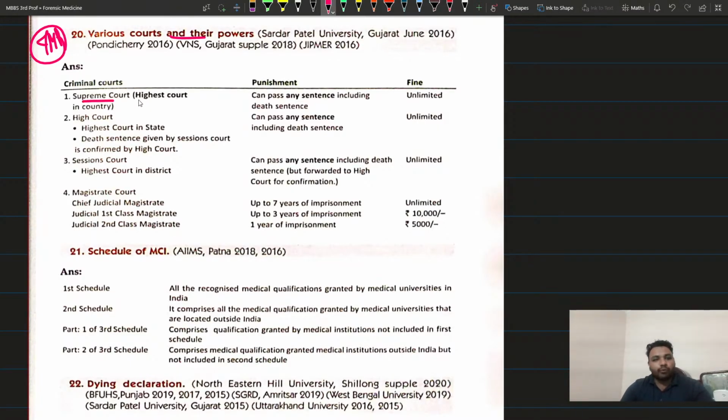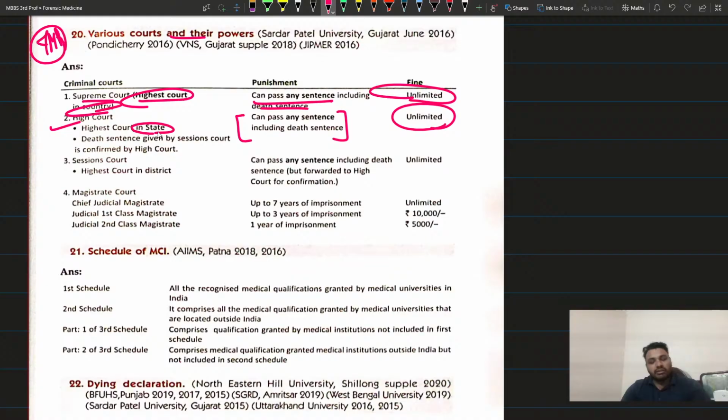The top court, the Supreme Court, the highest court in the country, can pass any sentence, including a fine, unlimited. The second court, the High Court, the highest court in the state, can pass any sentence, including the death sentence, with an unlimited fine. But the death sentence given by the Session Court is confirmed by the High Court. The Session Court, the highest court in the district, can pass any sentence, including the death sentence, but forwards it to the High Court for confirmation, and the fine is unlimited.